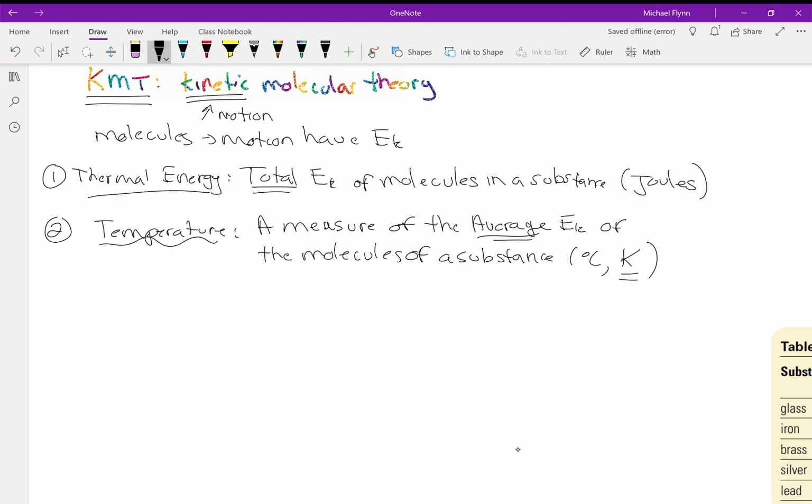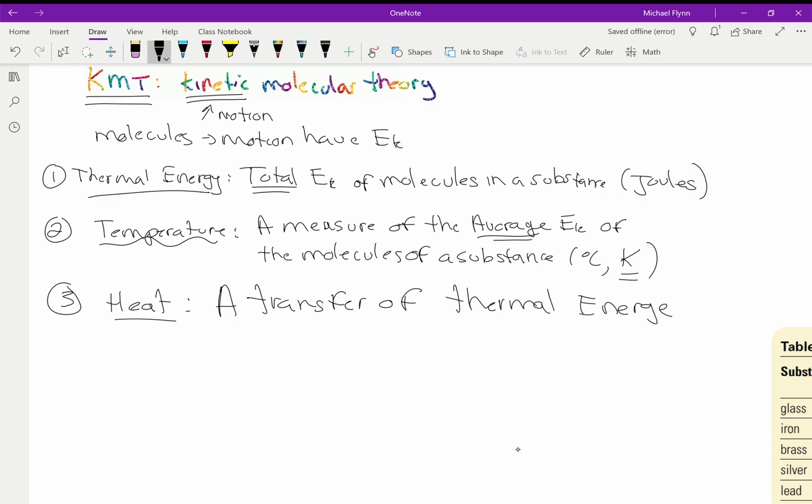And then 3, heat. Heat is a transfer of thermal energy. So that's what heat is.